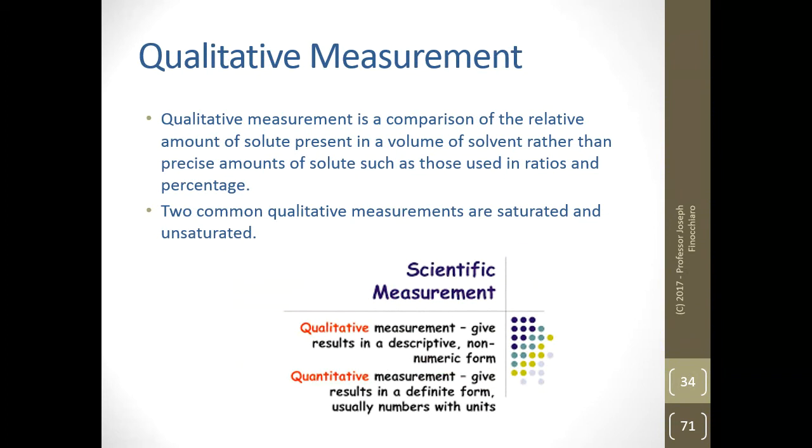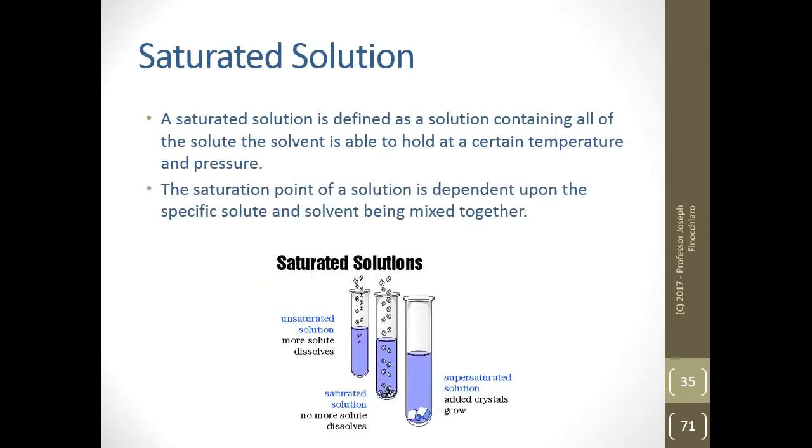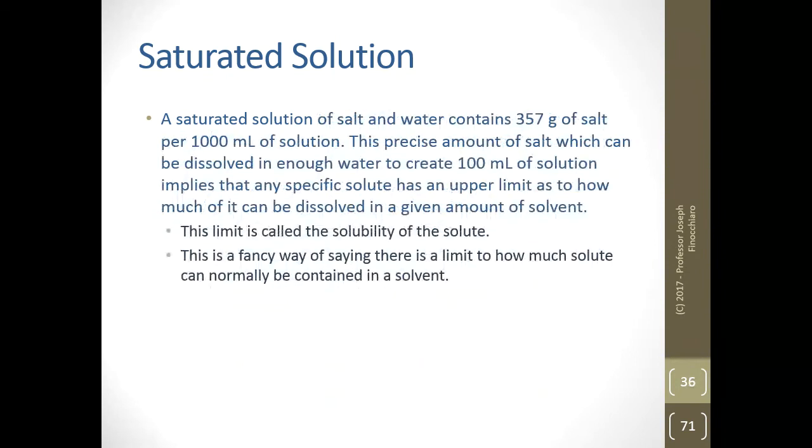Qualitative measurement is a comparison of the relative amount of solute present in a volume of solvent rather than precise amounts. The two common qualitative measurements are saturated and unsaturated. A saturated solution is defined as a solution containing all of the solute the solvent is able to hold at a certain temperature and pressure. The saturation point of a solution is dependent upon the specific solute and solvent being mixed together. A saturated solution of salt and water contains 357 grams of salt per 1,000 milliliters of solution.